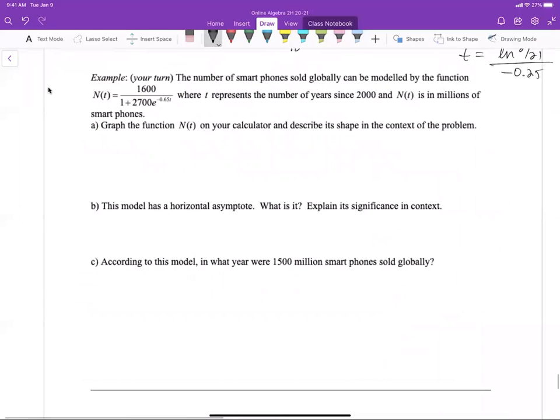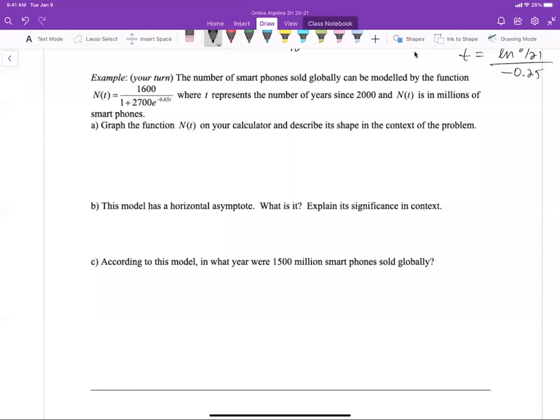Welcome back. The number of smartphones that are sold globally can be modeled by this function, where t represents the number of years since 2000 and N(t) is in millions of smartphones. Graph the function on your calculator and describe the shape in the context of the problem. So you can go and plug that in. In fact, let me do that quick and I'll tell you what my windows are. You should definitely be practicing this.